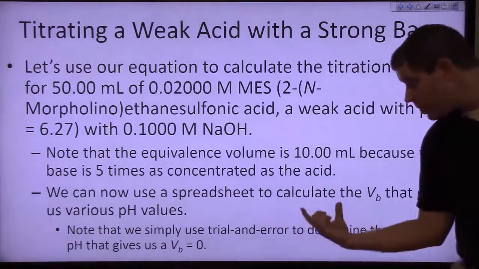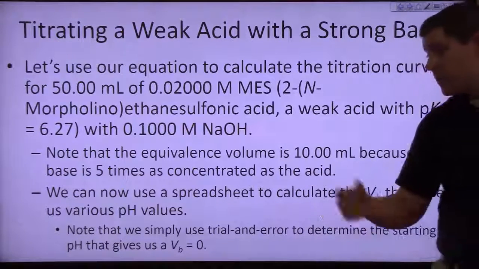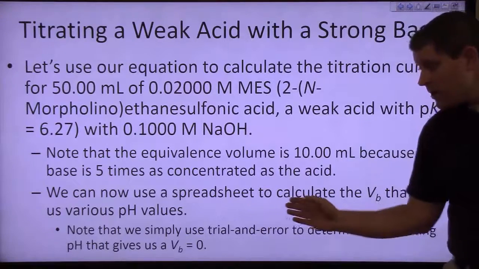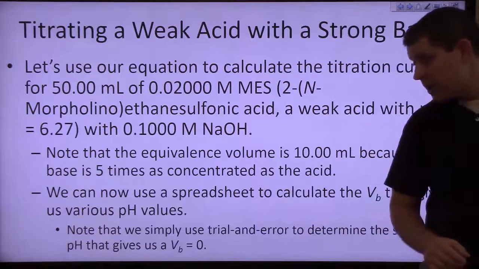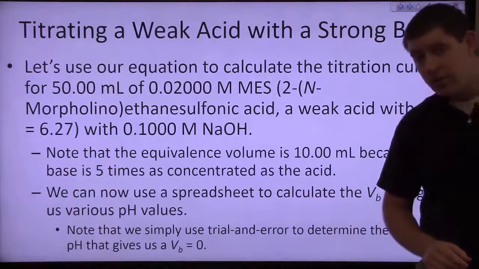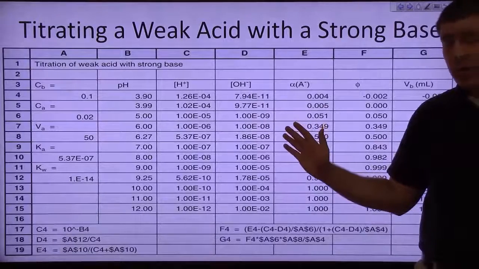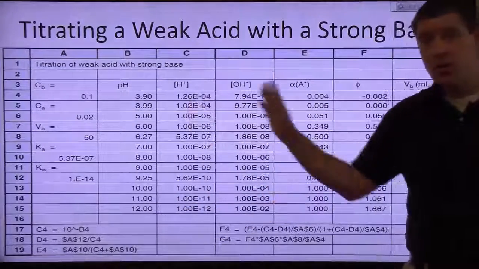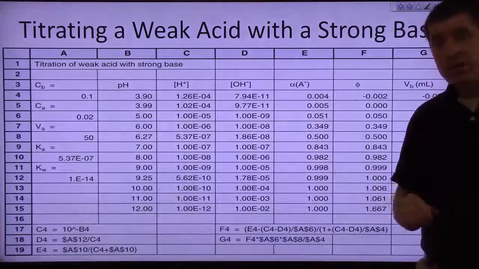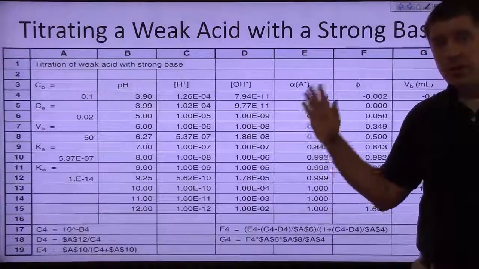And we can now use a spreadsheet to calculate the Vb that gives us various pH values. Now note that we simply use trial and error to determine the starting pH that gives us a Vb equal to 0. And the book shows a very nice Excel spreadsheet of how to calculate this. It's got all the formulas that you need to type in. I'm not going to go through each individual cell and explain what needs to be there. You should take some time and familiarize yourself with this example.